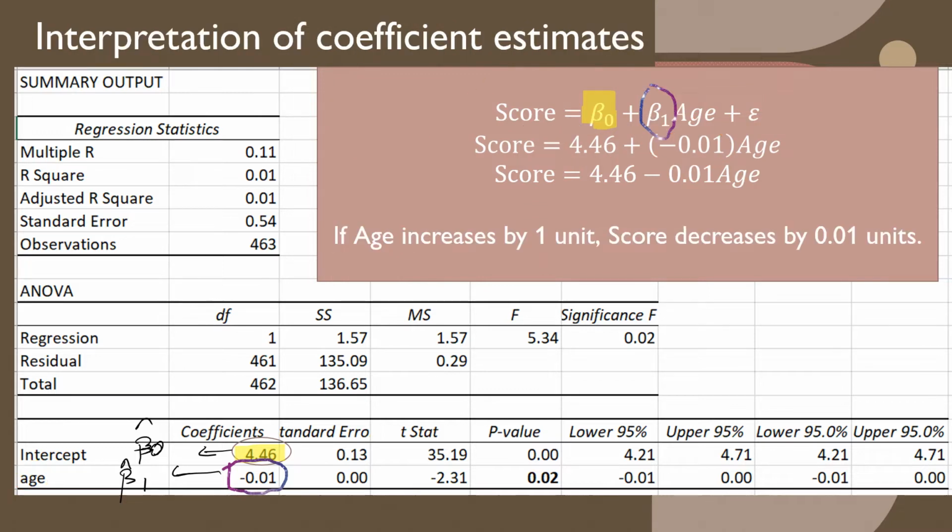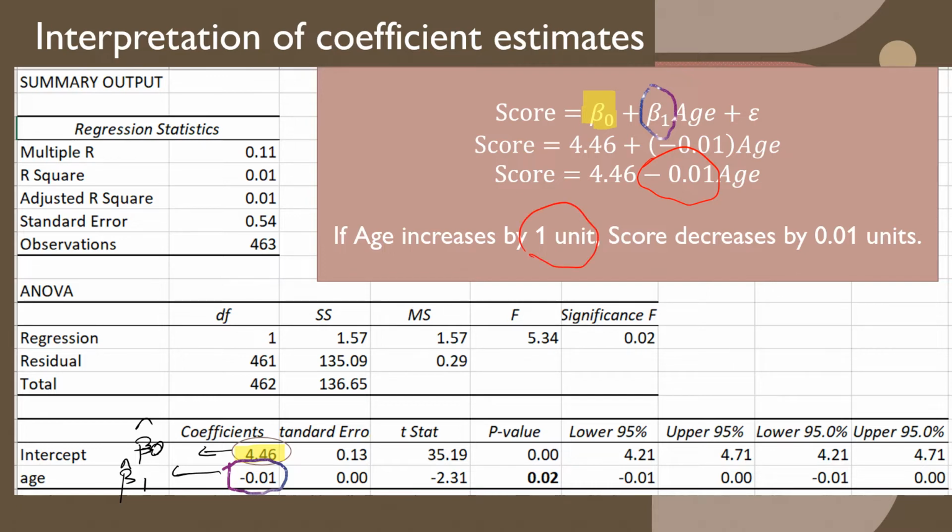We know that regression equation will give us more information than correlation coefficient. We can easily quantify the association between our target variable and our predictor age in here. So how are we going to interpret slope coefficient estimate of minus 0.01 if age increases by 1 unit?